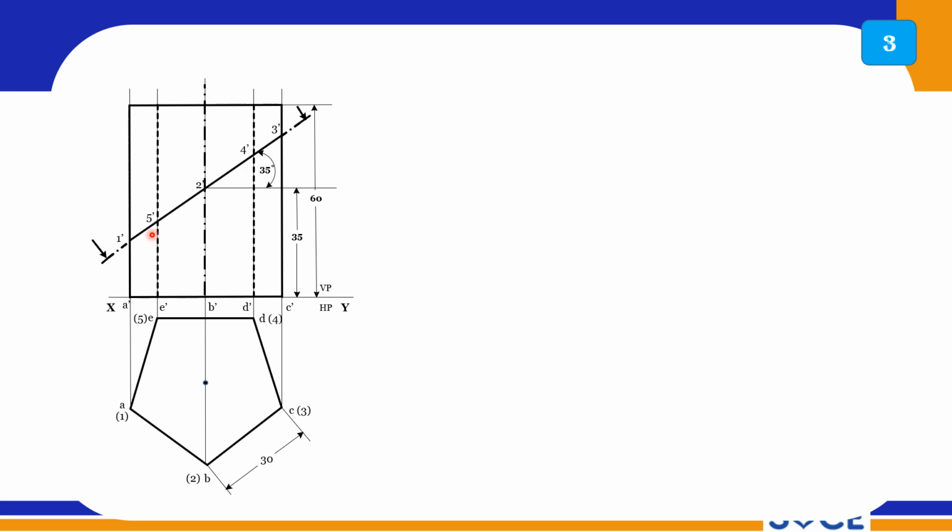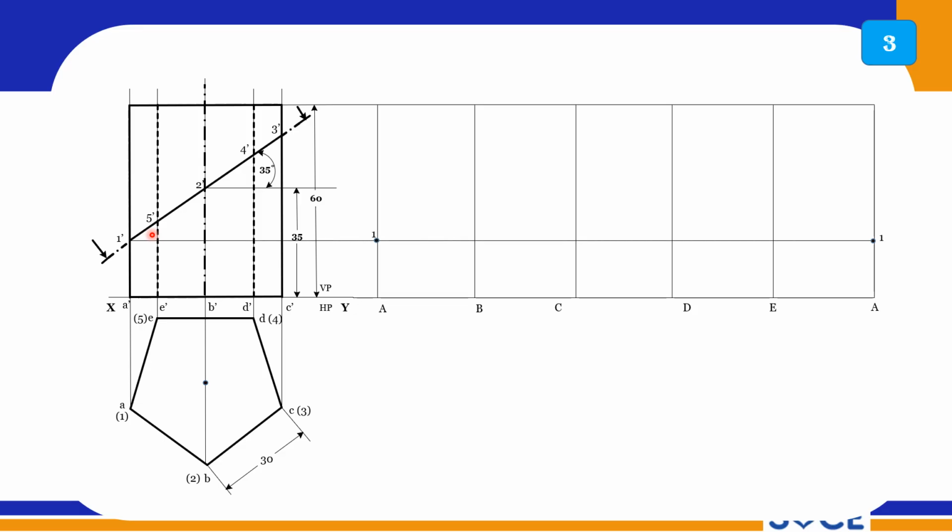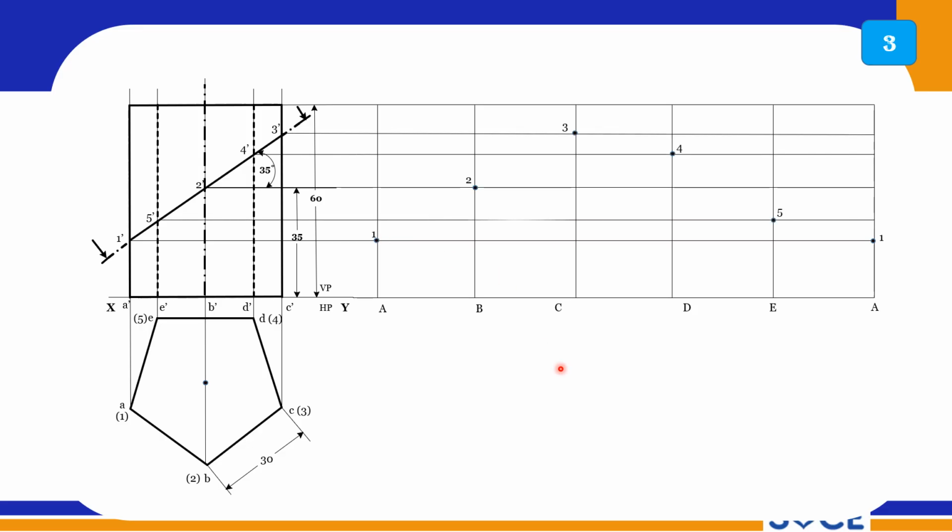So now draw parallel lines. So here this is A to A, and all sides are 30 mm only. You can draw lines at 30 mm distances. So this is point number 1 on A, point number 2 on B, point number 3 on C, point number 4 on D, point number 5 on E, and 1 is again the starting point. So now we can draw the thick lines. The base should be drawn with thick line.